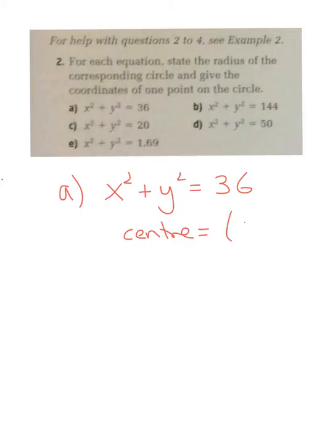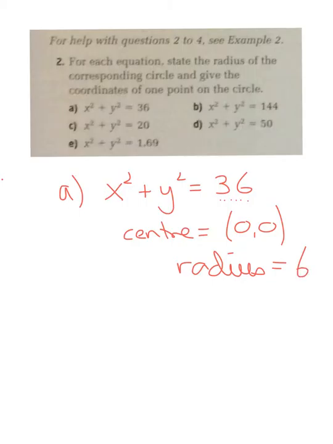Okay, this is question 2 in the book. It says, for each equation, state the radius of the corresponding circle and give the coordinates of one point on the circle. So we'll do A, let's see what it looks like. We've got x squared plus y squared equals 36. So we know that the center is 0, 0, and the radius is the square root of this number here, 6.